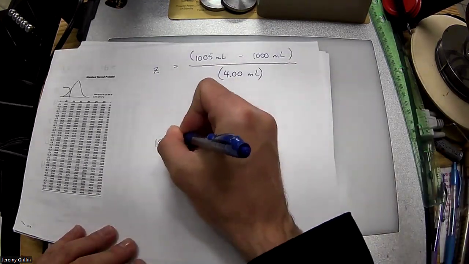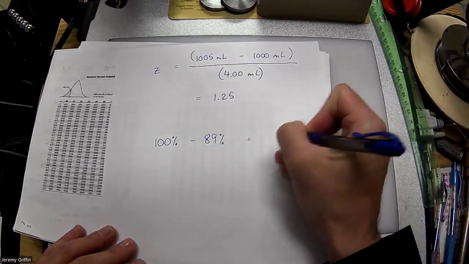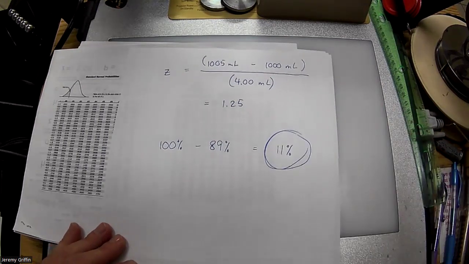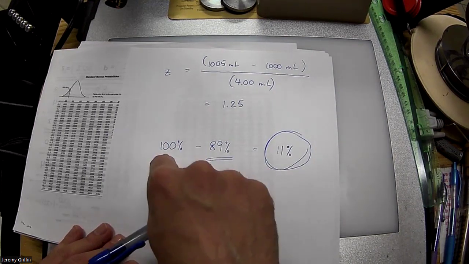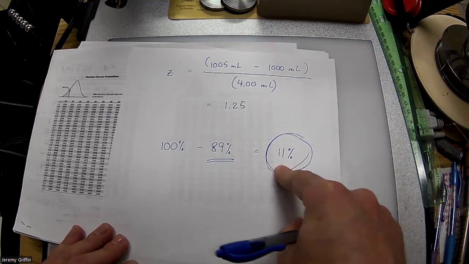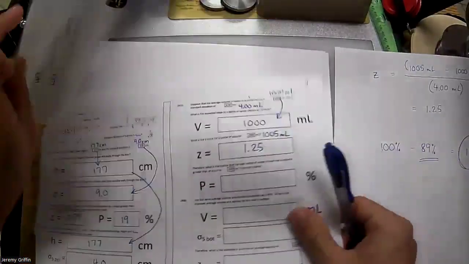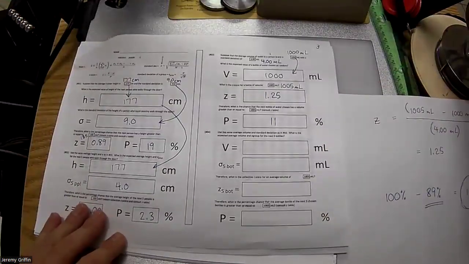Well, 100% minus 89% is 11%. Can you guys see that for your paper too? Take whatever value is straight off the table, subtract it from 100%, and that tells you the answer to the question, how many bottles have more liquid? Guys got it? So back to the page, 11% for me. You guys got whatever you got?